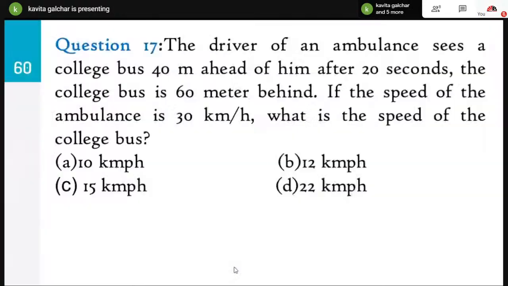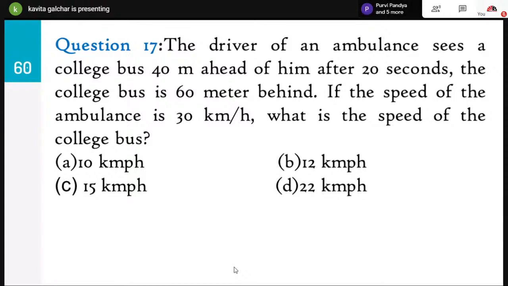true. The next example: the driver of an ambulance sees a college bus 40 meters ahead of him. After 20 seconds, the college bus is 60 meters behind. If the speed of the ambulance is 30 km per hour, what is the speed of the college bus?